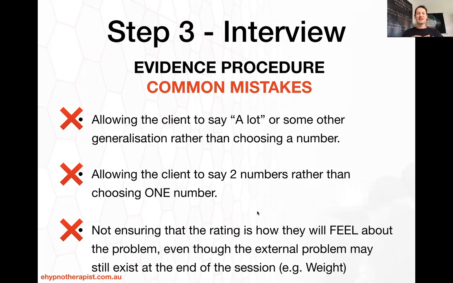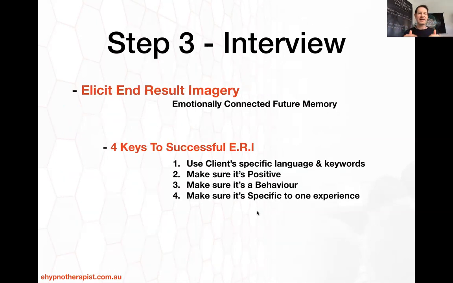All right, so at that point, we have the evidence procedure. You score on where they are now and score on where they'd like to be at the end of the session. Then we move into the end result imagery. The end result imagery is an emotionally connected future memory. We're creating a future memory that they are going to be emotionally connected to, that is part of their leverage, that is the emotional reason as to why they want to make this transformation in the first place.